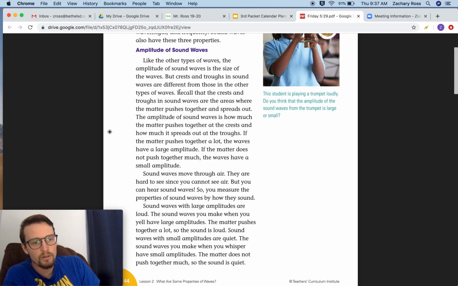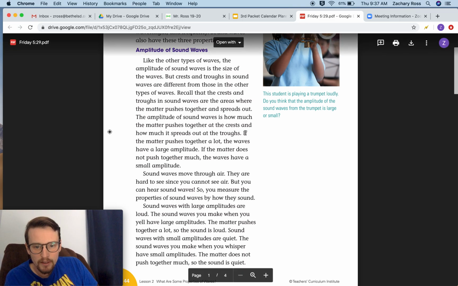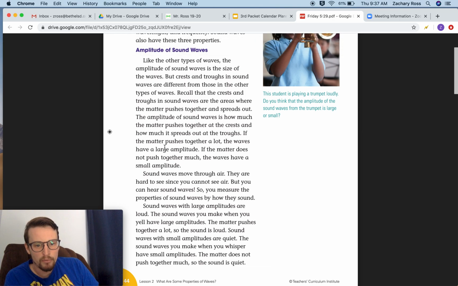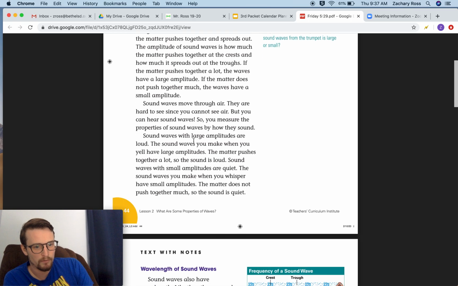Recall that crests and troughs in sound waves are the areas where the matter pushes together and spreads out. The amplitude of sound waves is how much the matter pushes together at the crests and how much it spreads out at the troughs. If the matter pushes together a lot, the waves have a large amplitude. If the matter does not push together as much, the waves have a small amplitude.